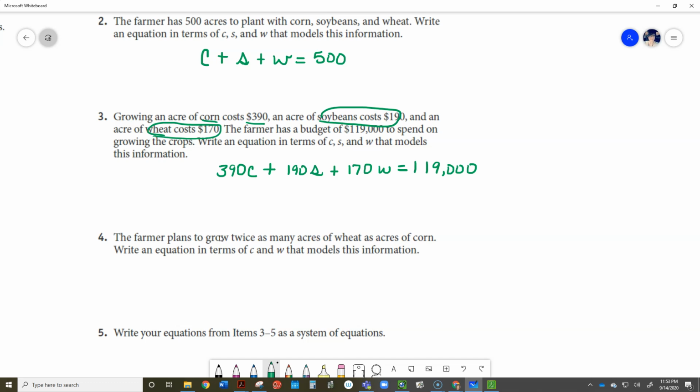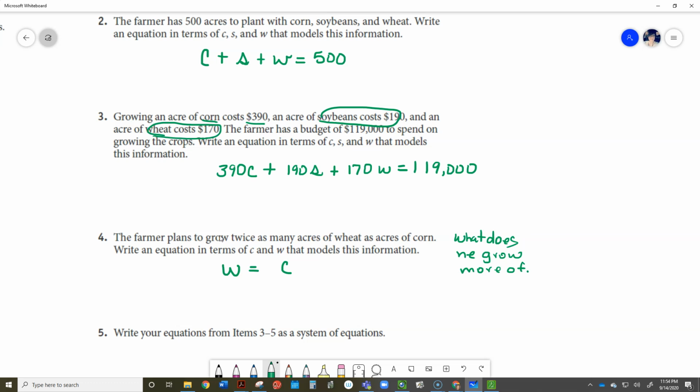I ask myself, the farmer plans to grow twice as many acres of wheat as he does corn. What does he grow more of? Which one does he grow the most of? The farmer plans to grow twice as many acres of wheat as acres of corn. What does he grow the most of? Most people say wheat. He grows more wheat than he does corn. And so I write my equation with wheat equal to corn just for a minute.